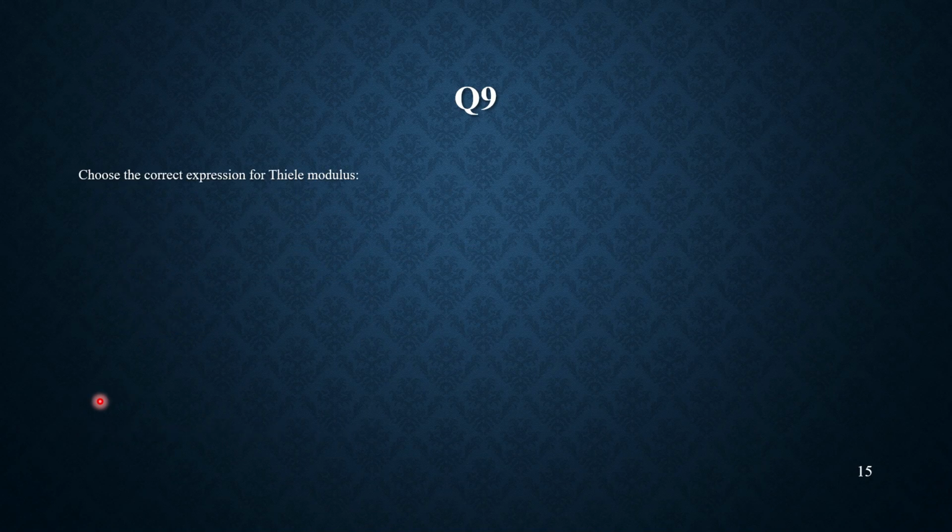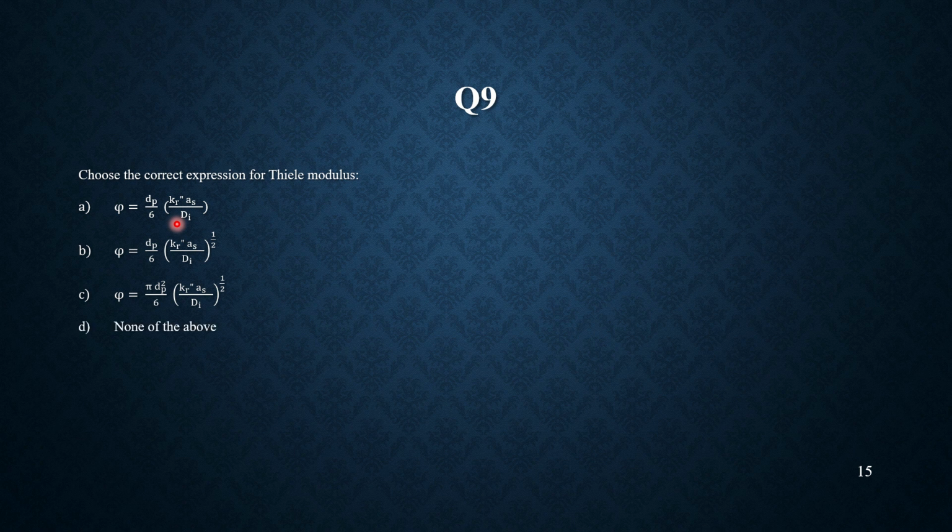And question 9. In question 9 it is asked to choose the correct expression for Thiele modulus. Option A is phi equals dp by 6 into kr double dash into as by di. Option B is dp by 6 kr double dash as by di, to the power of 1 by 2. Option C is pi dp square by 6 kr double dash as by di, power 1 by 2. And option D is none of the above. So we all know the answer to this.